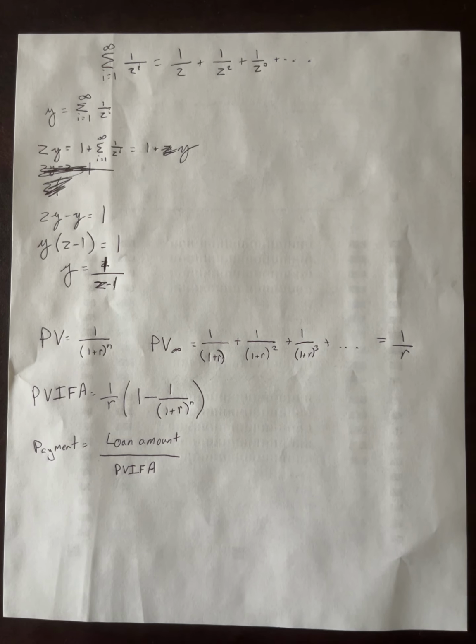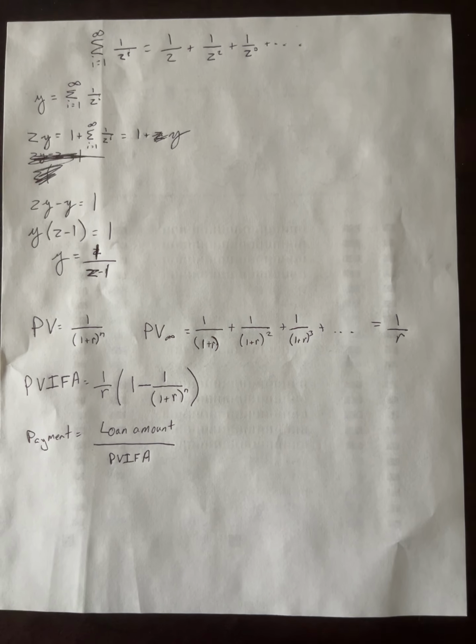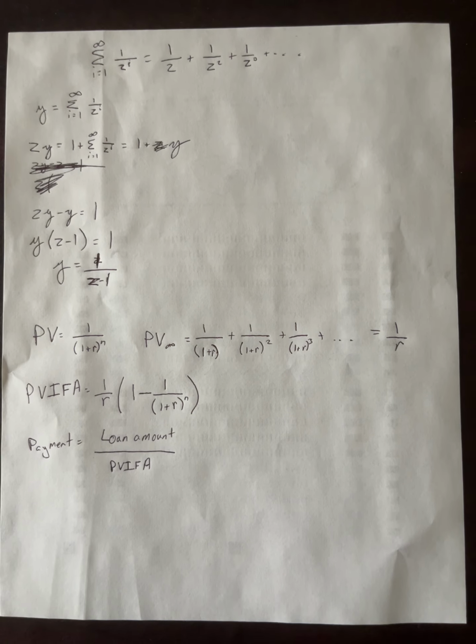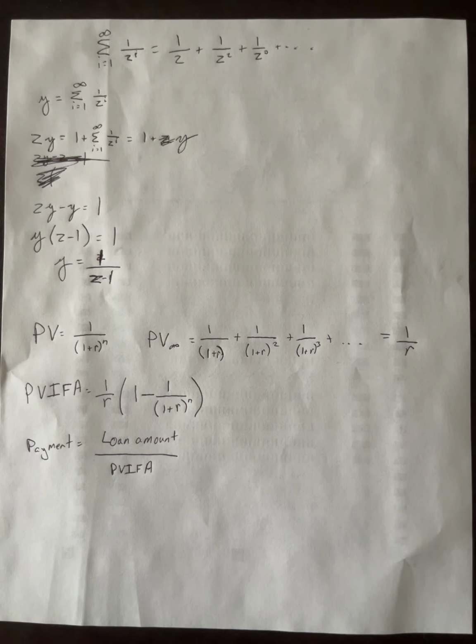And to compute a payment for an installment loan, you would take the amount of the loan and divide it by the present value interest factor for annuities.